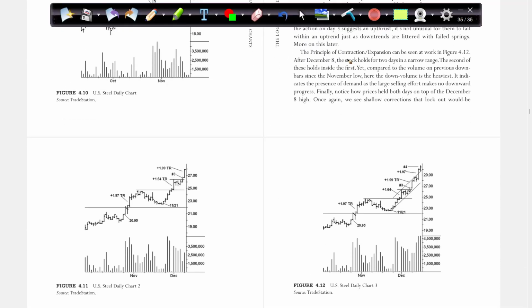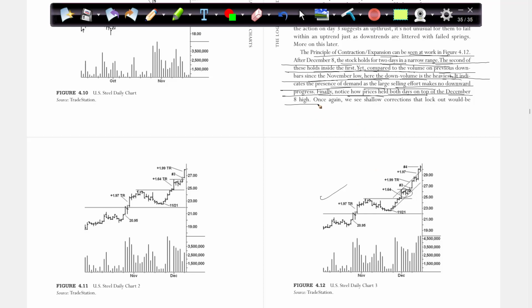The principles of contraction and expansion can be seen at work in figure 4.12. After December 8th, the stock holds for 2 days in a narrow range. The second of these holds inside the first, yet compared to the volume on previous down bars since the November low, here the down volume is the heaviest. It indicates the presence of demand, as the large selling effort makes no downward progress. Finally, notice how prices held both days on top of the December 8 high.